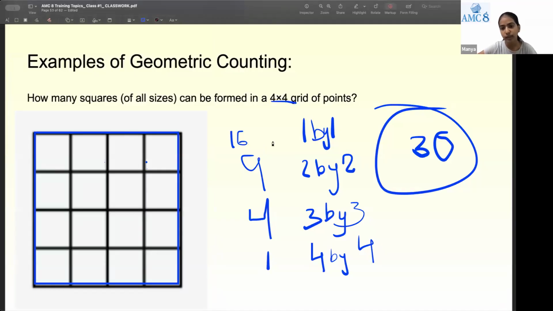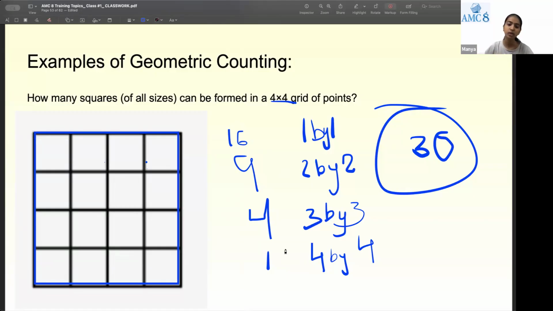So that means that there's 16 1 by 1 squares. Well, for 2 by 2, 3 squared is equal to 9. So there's 9 squares here. For 3 by 3, there's 2 times 2, which is equal to 4. For 4 by 4, there's 1 times 1, 1 square is equal to 1.